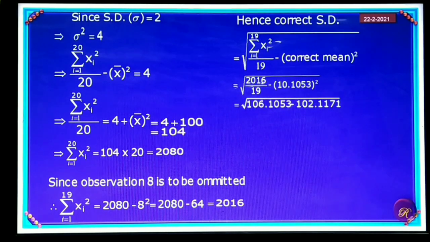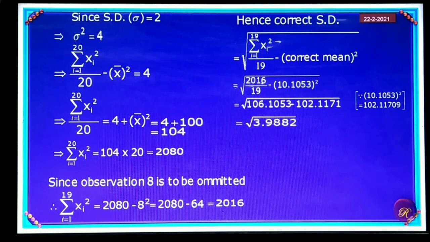Is equal to square root of 106.1053 minus 102.1171, is equal to square root of 3.9882 approximately, is equal to, by long division method, so you have to find square root of 3.9882, is equal to 1.997.